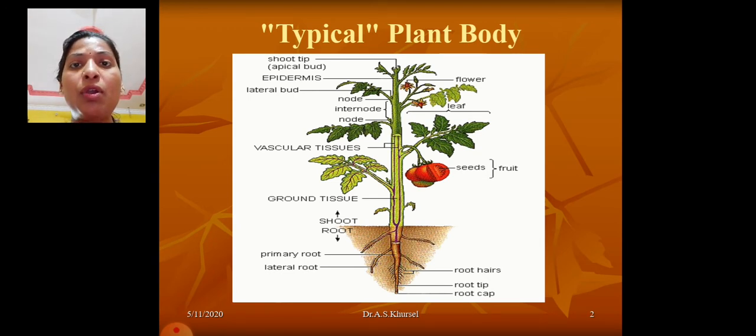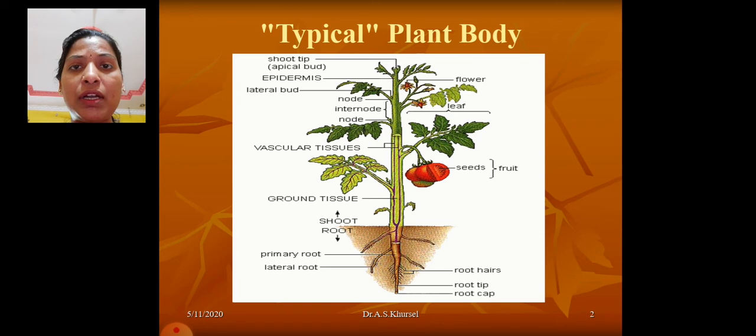Now let's talk about leaves. Leaves are dorsiventral in nature. They are mainly green in color, which shows the presence of chlorophyll pigment. They perform the function of photosynthesis.